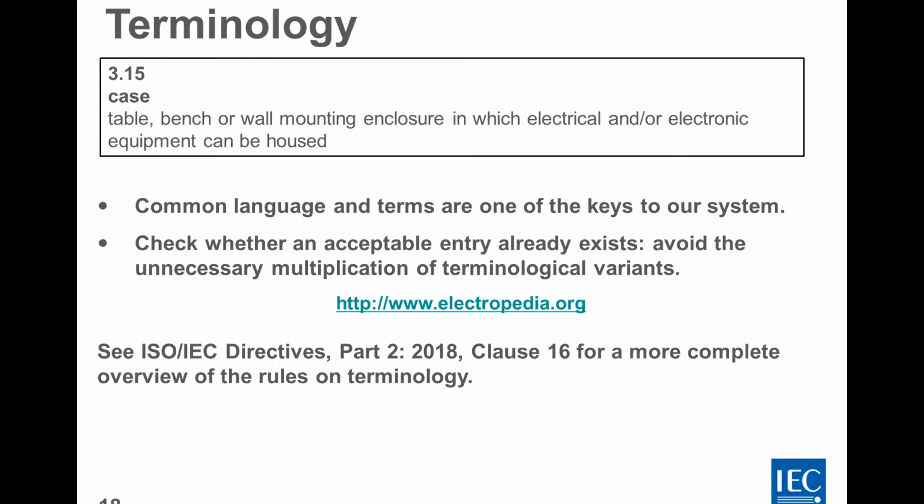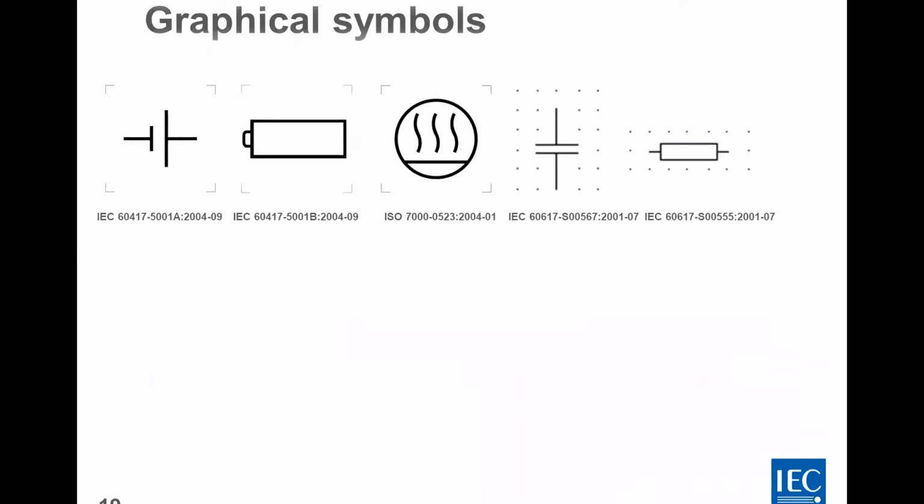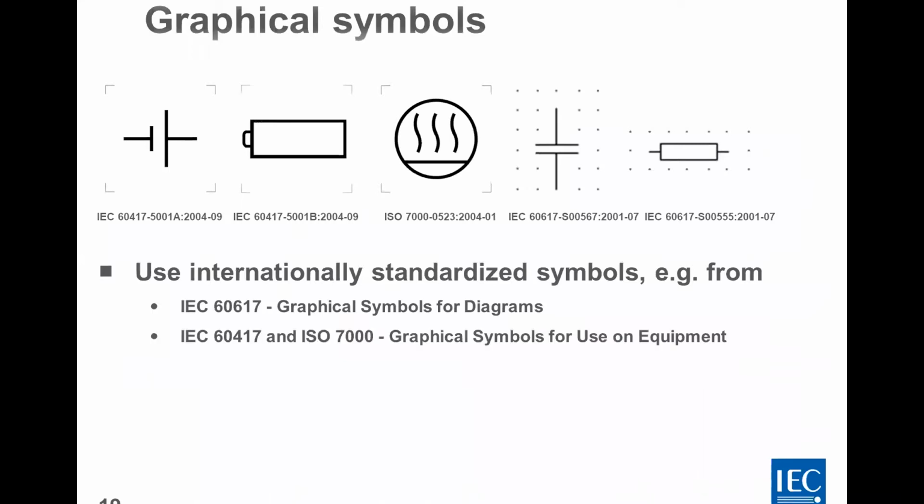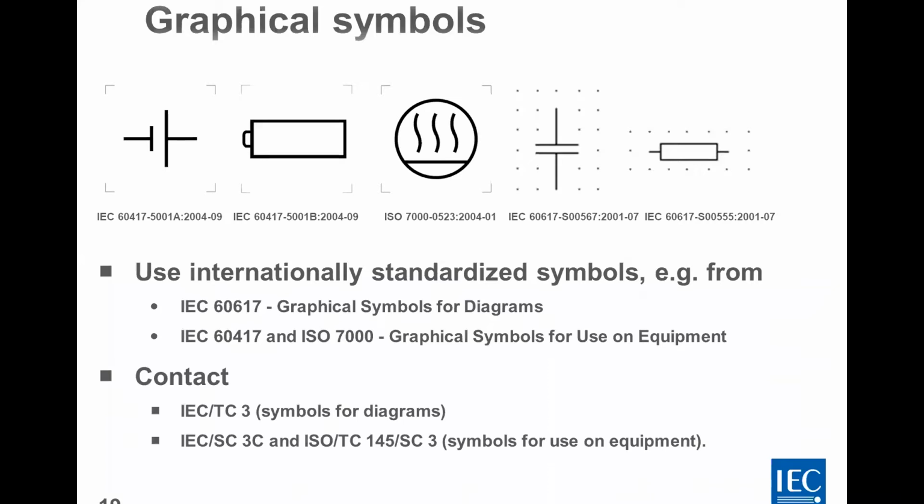As an extension to terminology, the notion of graphical symbols is also an important one within not only the IEC, but also the ISO's world. So there are various graphical symbol databases which contain internationally standardized symbols. For example, IEC 60617, which are graphical symbols for use in diagrams, IEC 60417 and ISO 7000, which are graphical symbols for use on equipment. Using standardized symbols is very important, and if you do not have an appropriately standardized symbol available within these databases, please do contact the TCs involved, and they have special processes in place in order to create appropriate symbols very quickly.